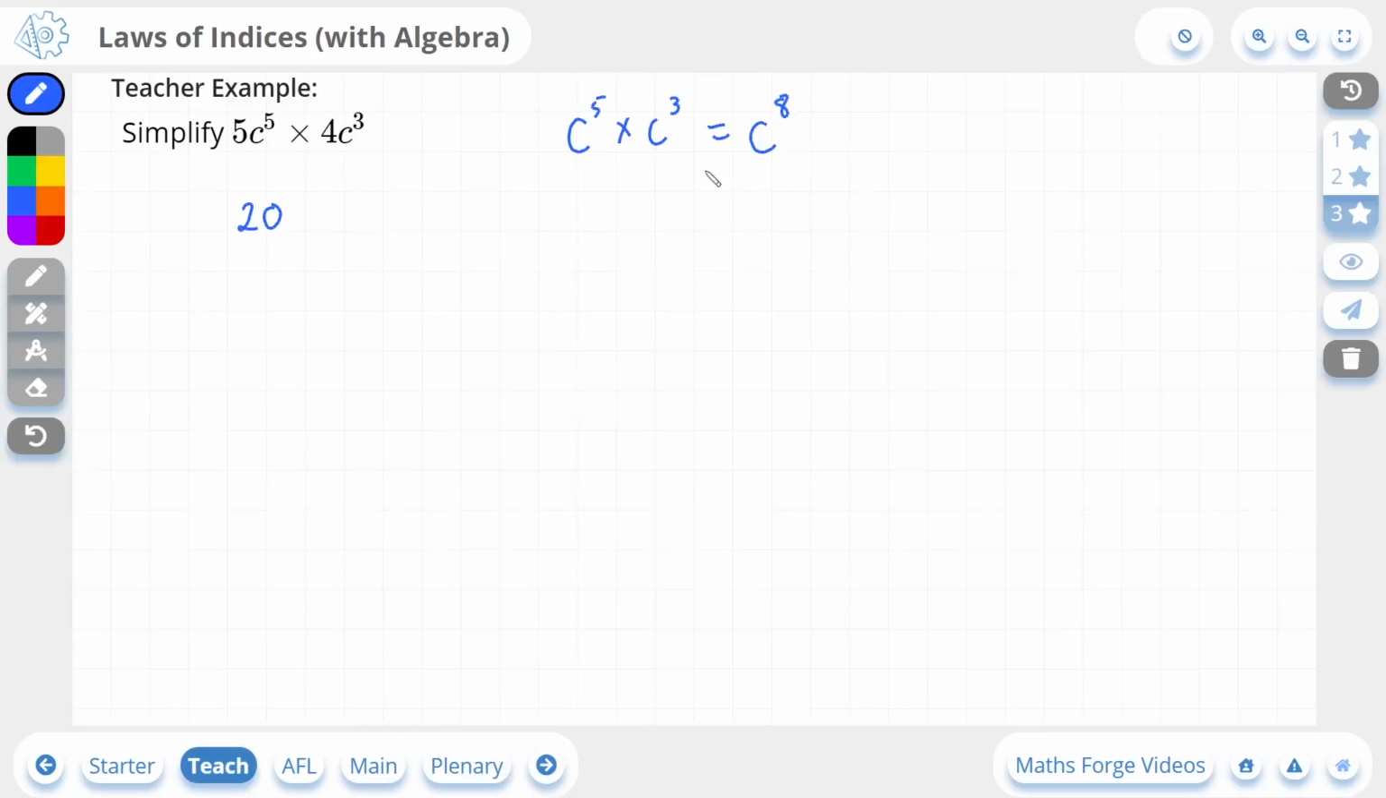So we take the c to the power of 8 and put it next to our 20. So the final answer should be 20c to the power of 8. And if we check our answer, there it is. We'll do another 3-star example.